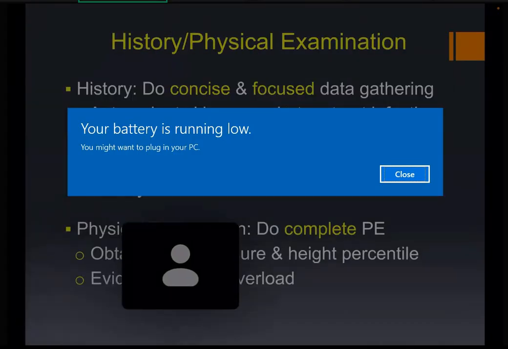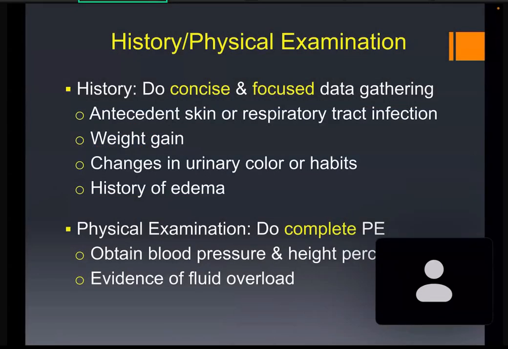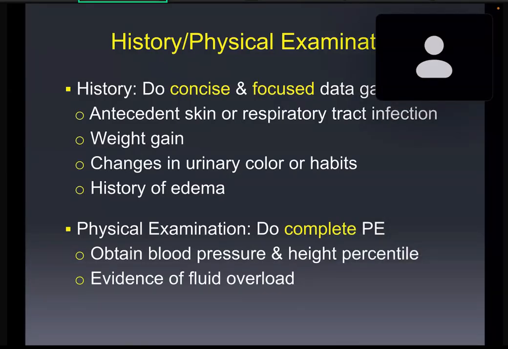Now, when we go back to the history and physical examination, we have to perform a concise and focused data gathering. But if you get a patient in really critical condition, you have to have very fast history taking, like the history of skin and respiratory tract infection. There's a history of weight gain because of the edema. There are changes in the color of the urine and even the habits, the frequency, and of course the overt edema. On physical examination, you have to get the blood pressure and height percentile because if you remember, you can only get the normative.